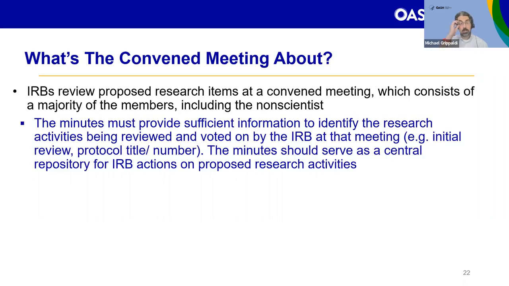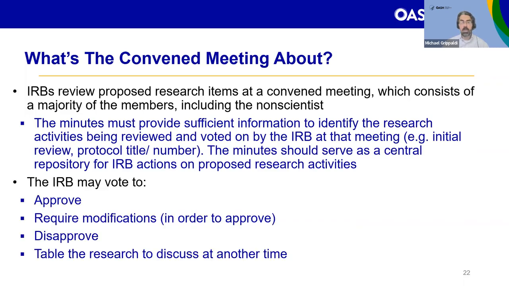The IRB will review research actions and vote on them, and the IRB minutes must document with specificity which actions are being reviewed and what decision or decisions the IRB took. So as an example, the minutes might say something like initial review of study 1, 2, 3, 4, and then detail the discussion and the outcome.